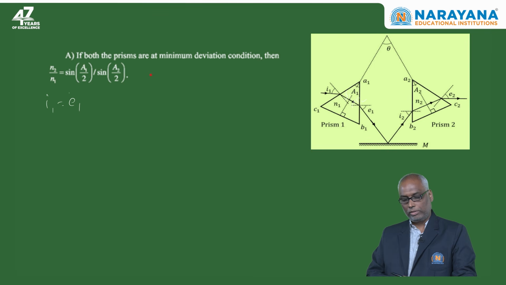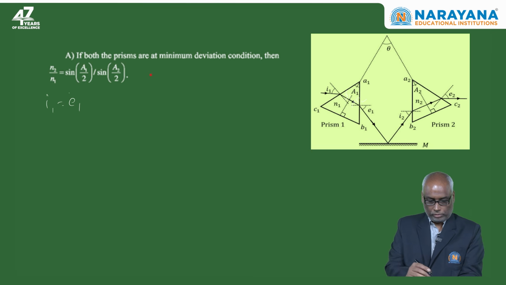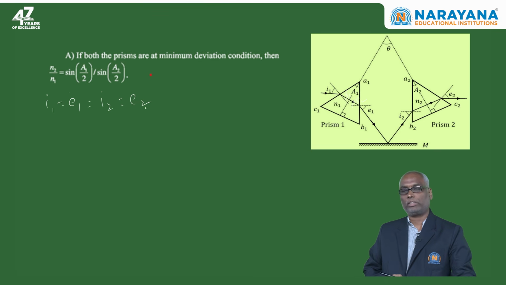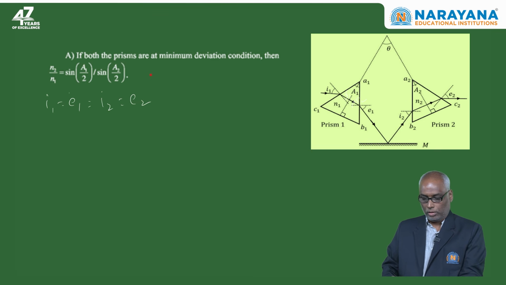So, when I1 and E1 are equal, then by symmetry I2 and E2 also should become equal. And according to the geometry of the diagram, E1 and I2 are also equal. I2 is equal to E2, because the second prism is also in minimum deviation condition. So, for the first prism and second prism, we can write the equation for the refraction.